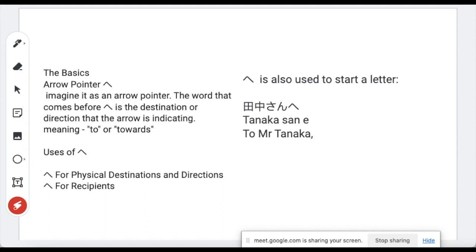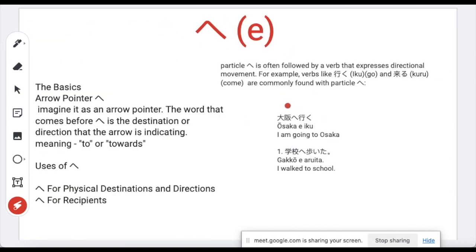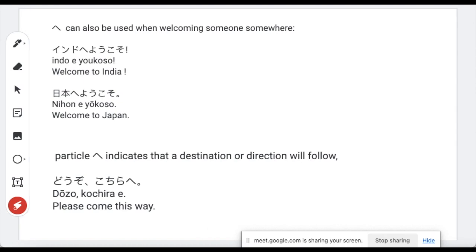E we are using, right? E we are using with iku and kuru, come and go. I am going. We are using e for welcoming someone. Indo e yokoso, nihon e yokoso. Anything, just welcoming anywhere. Restaurant e yokoso. Anyone, wherever you are saying welcome, we have to use e as a particle to indicate the 'to'.